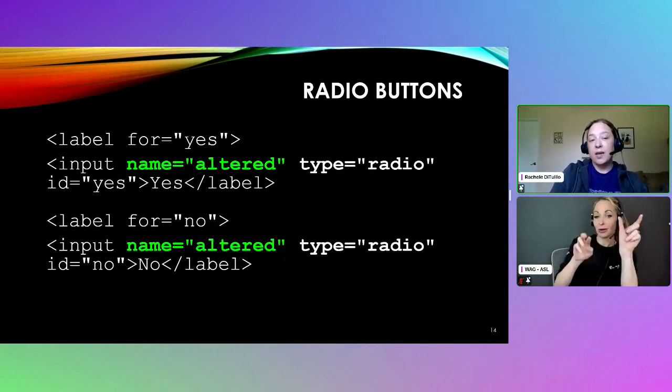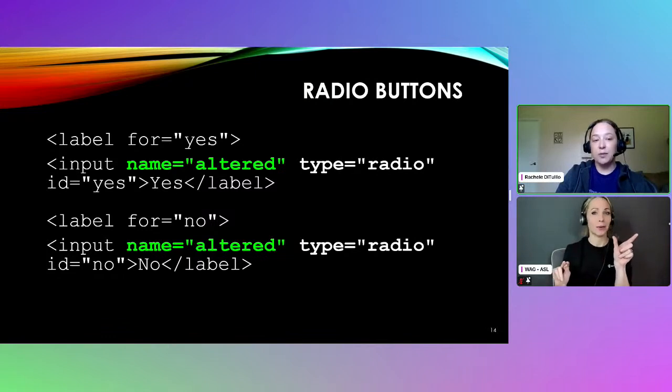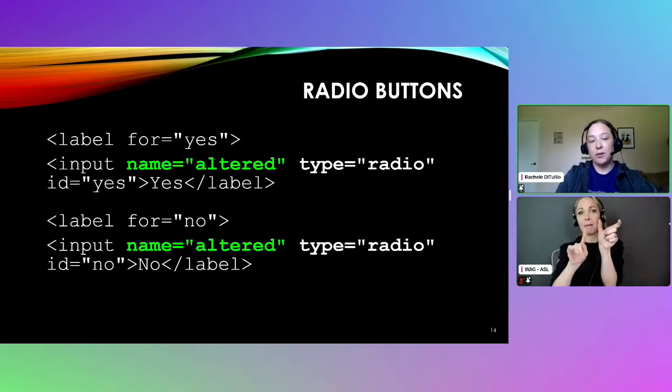Now, the radio buttons, you can only select one. So they have the same name attribute. In this case, it's altered because I'm asking, is your cat altered? Yes or no, or not sure, which is not displayed on the screen. But since you can only have one radio button selection, they share the same name because only one value will be submitted for that name.